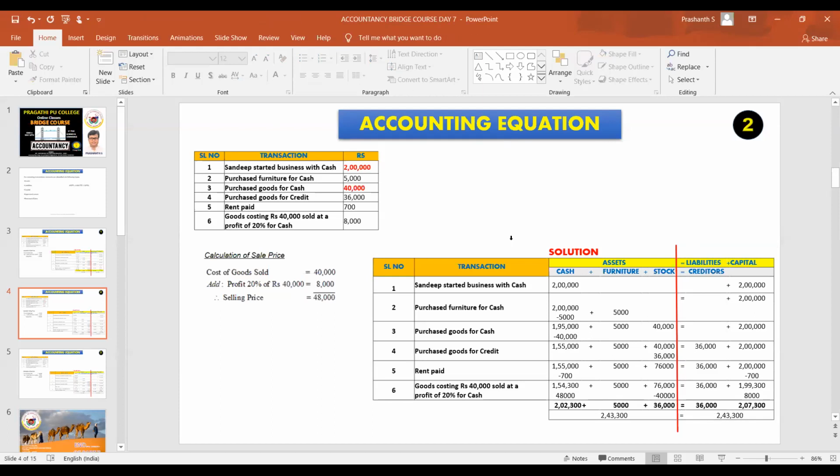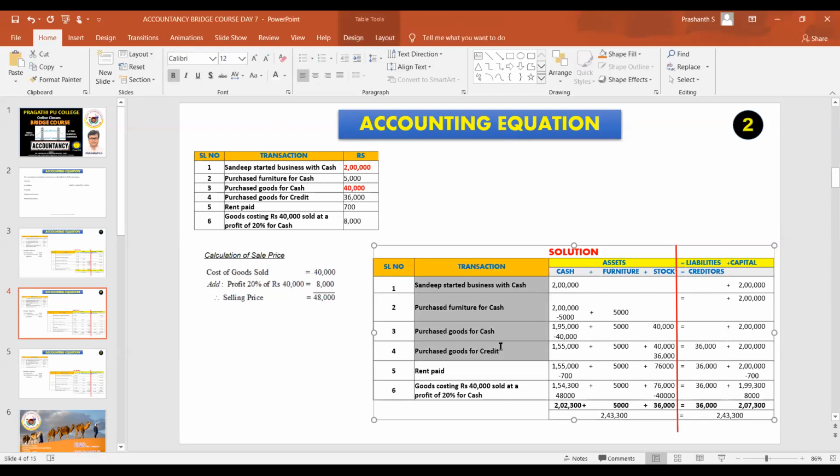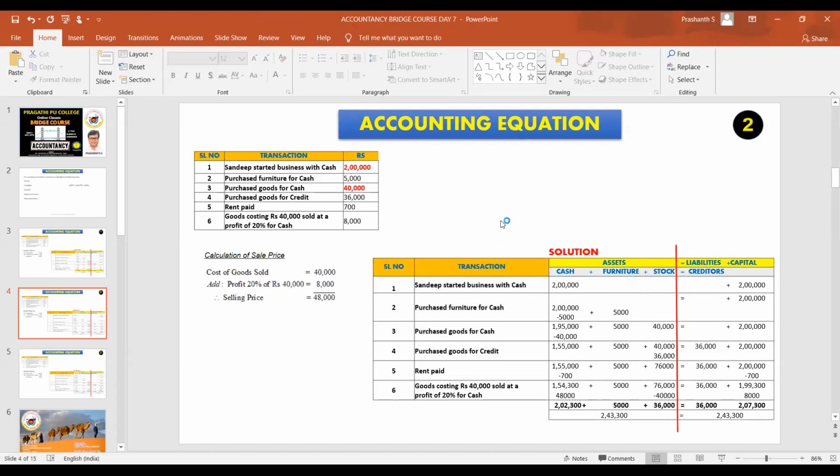This problem will carry 12 marks for first PU if you do it. If the transactions are fewer, like only 3 or 4 transactions, then the marks will also be less. They can give 6 marks or 8 marks. Otherwise, if you solve a problem like the one I'm showing here, you will get 12 marks. The scoring is very, very easy in accountancy, but you should remember the rules and regulations.